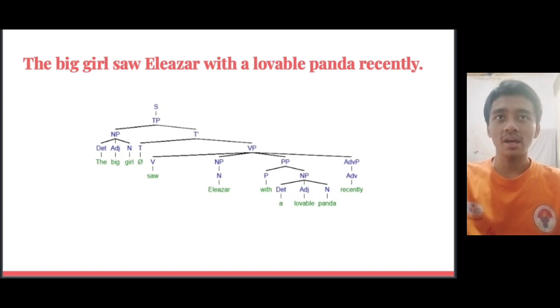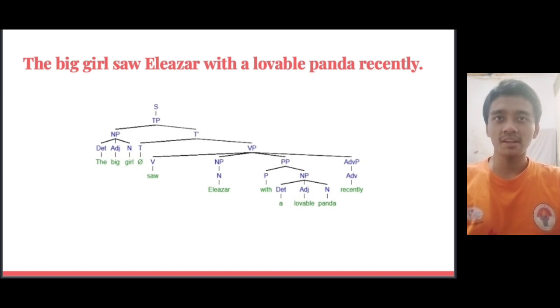The big girl saw Eliezer with a lovable panda recently. Sentence, the root of the entire sentence. The tense phrase, the big girl saw Eliezer with a lovable panda recently, the main clause of the sentence. The big girl, the noun phrase is the big girl, the subject of the main clause. The determiner, the, specifies the noun girl. An adjective, big, modifies the noun girl, and girl is the head noun of this noun phrase.